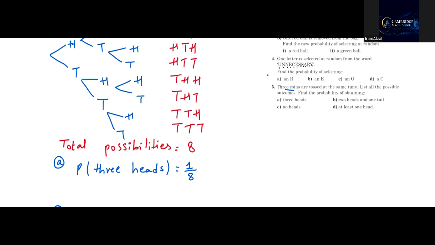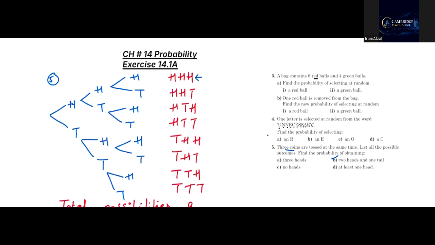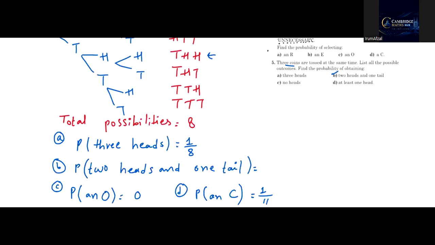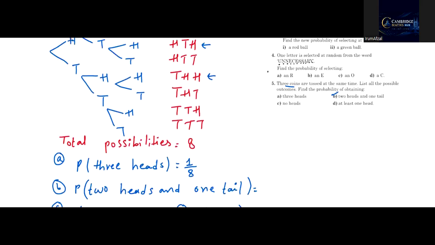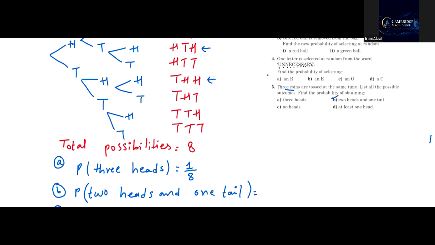Next part number B, we have two heads and one tail. Probability of getting two heads and one tail. They're not specifying that either tail will be first or head will be first, just two heads and one tail. This must be the possibility, and accordingly we need to check. Okay, so two heads and one tail, two heads and one tail, two heads, one tail. So three possibilities. Rest all are having one head. Okay, so we are going to have three possibilities out of total eight.